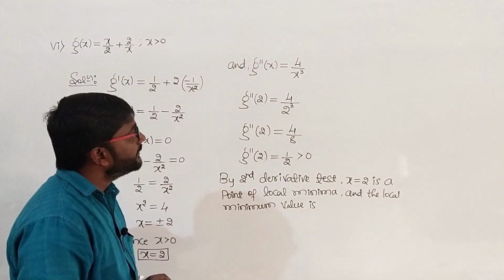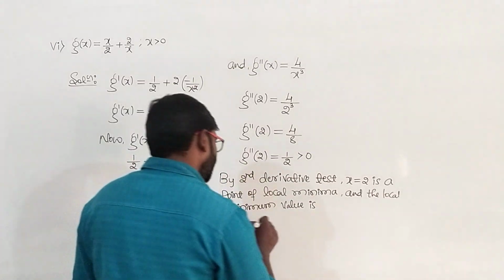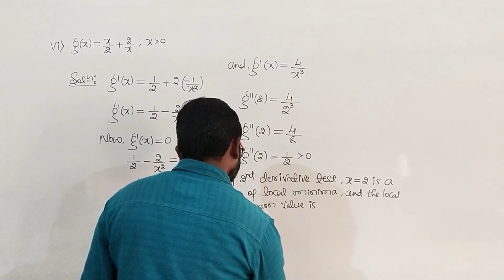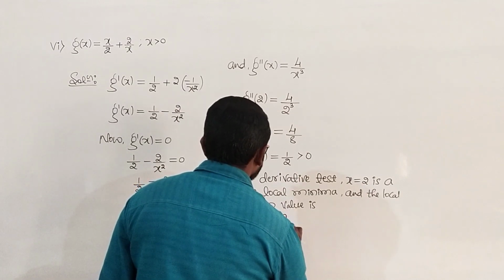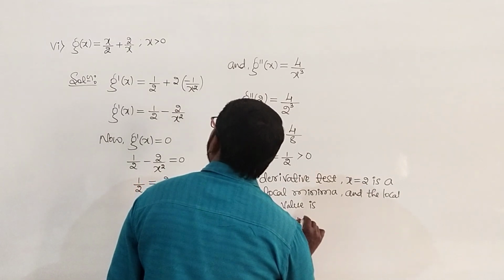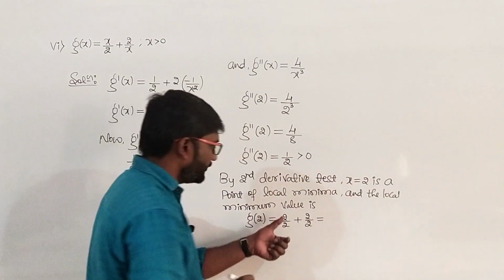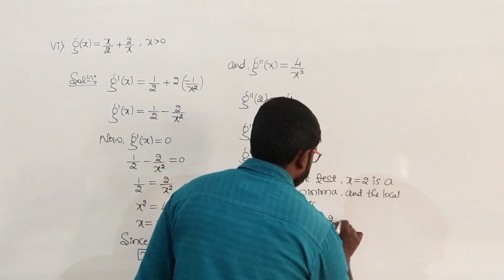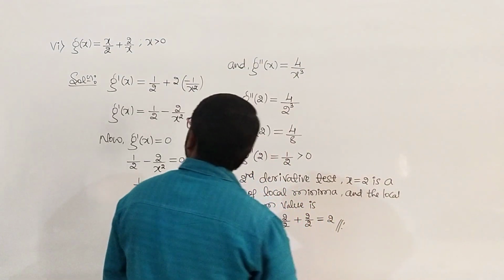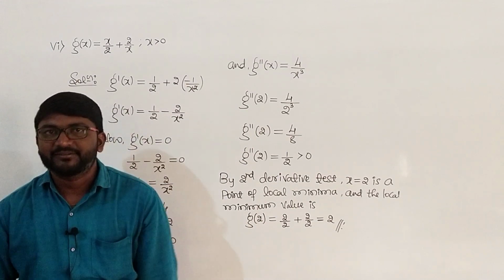So what do we get? It is g of 2, which is equals to 2 by 2 plus, again you get 2 by 2. That means you get 1 plus 1 here, which is 2. So this is the local minimum value. So note down this, and then we'll go for the seventh one.